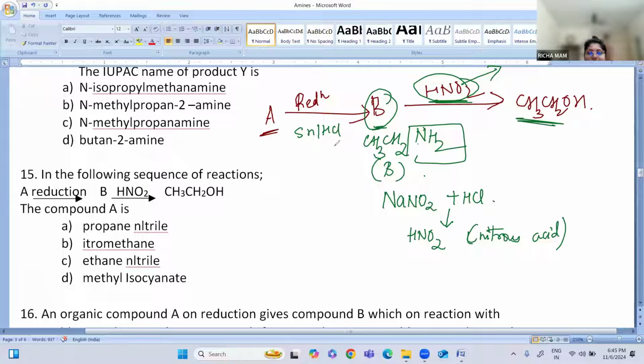Now before this, what should be your A? So the options are propane nitrile, then ethane nitrile, nitromethane, and methyl isocyanide.